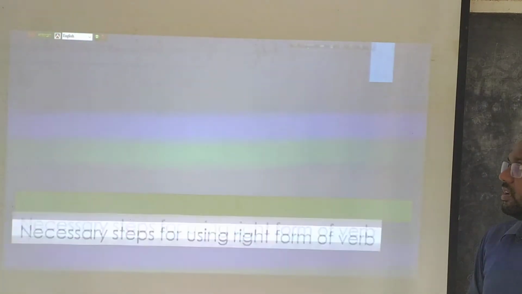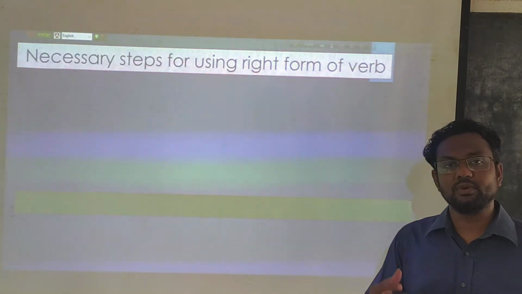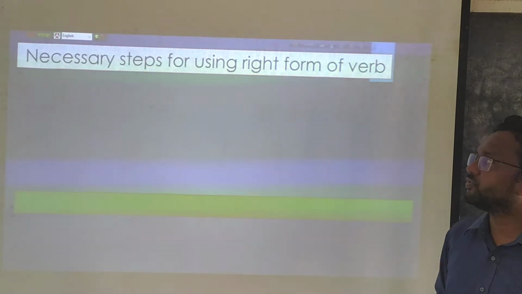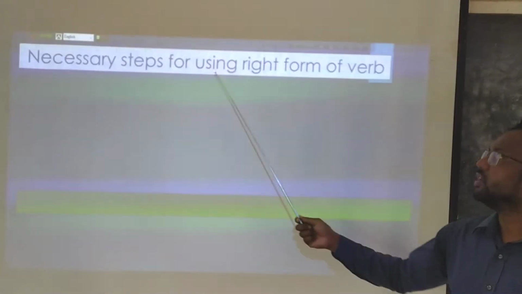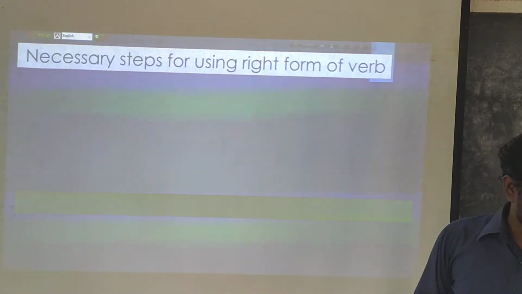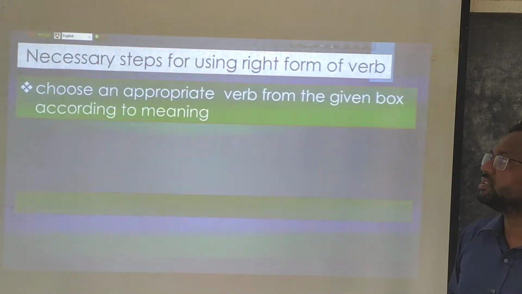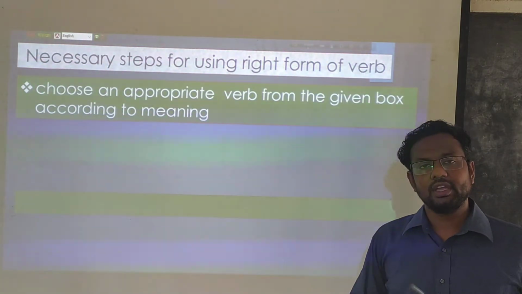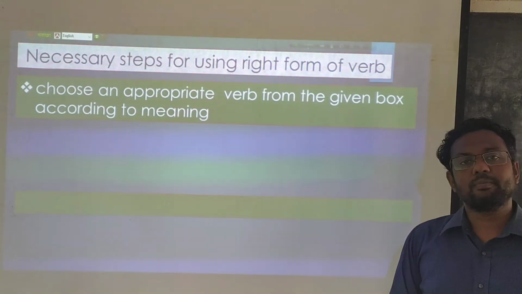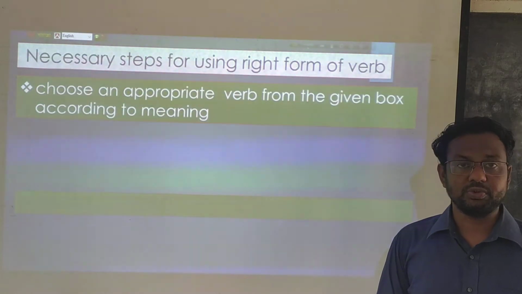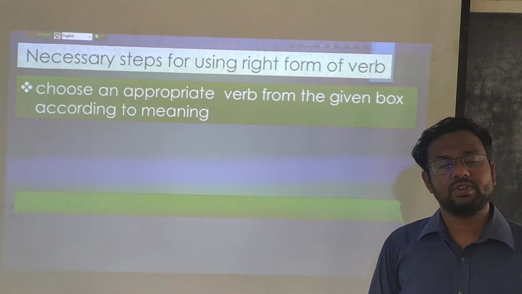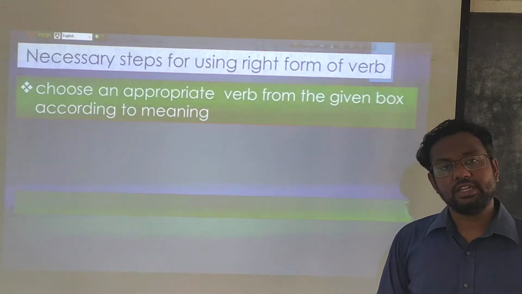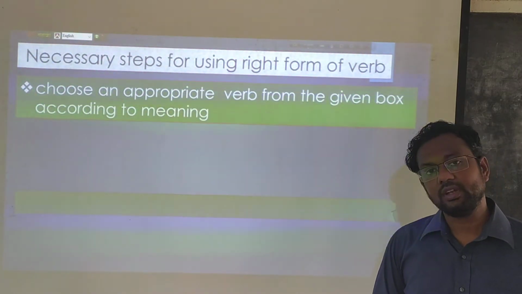Now it is time for discussion. How will we use the right form of verb in a sentence? For this, we have to follow some necessary steps. Here is the first step: choose an appropriate verb from the given box according to meaning. In a question paper, a list of verbs will be given to you, and a passage with various gaps will be given too. You have to choose the right verb for the right place depending on meaning.